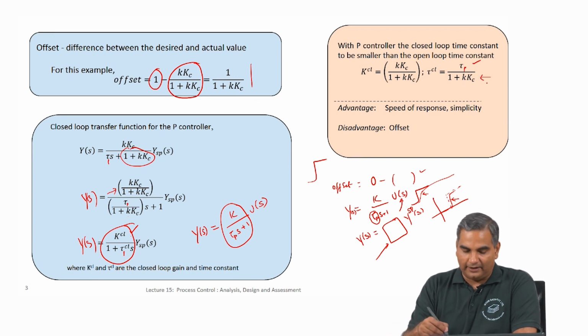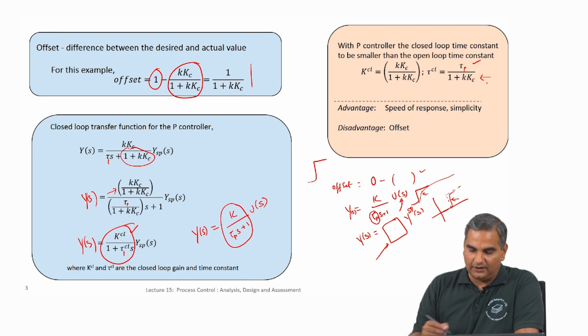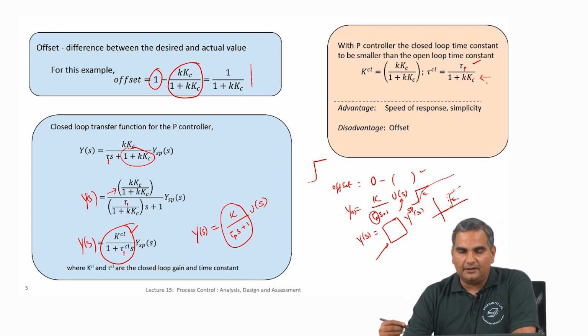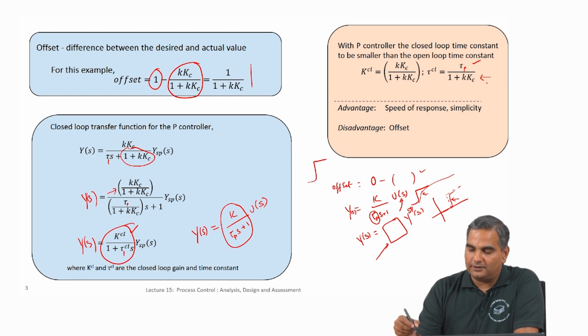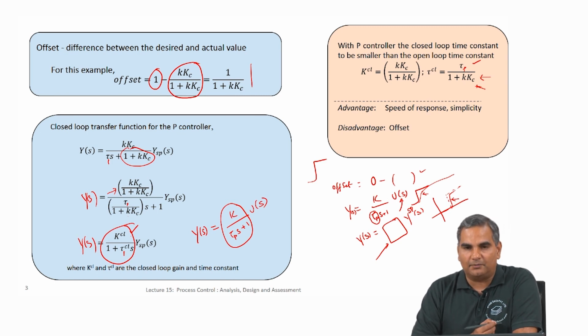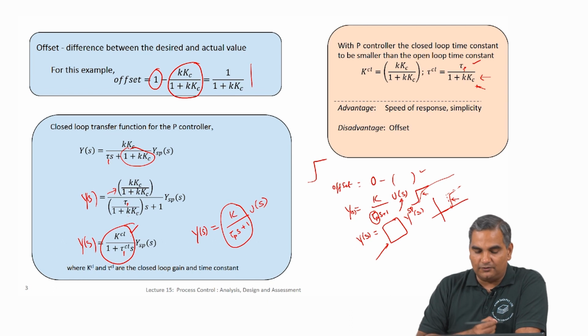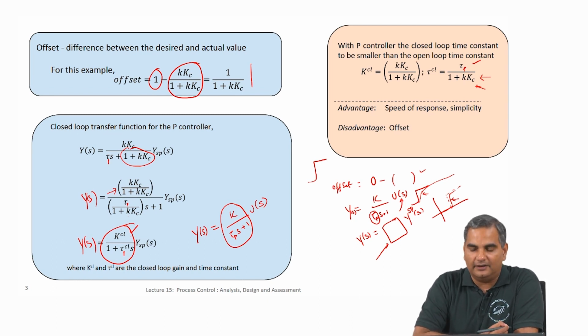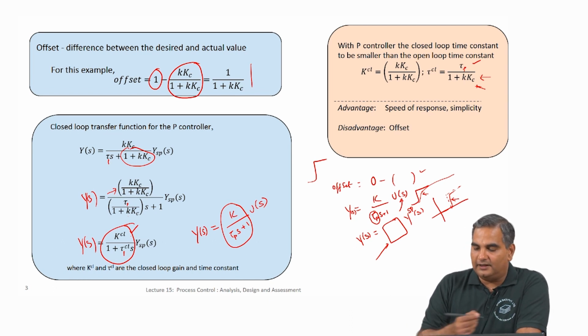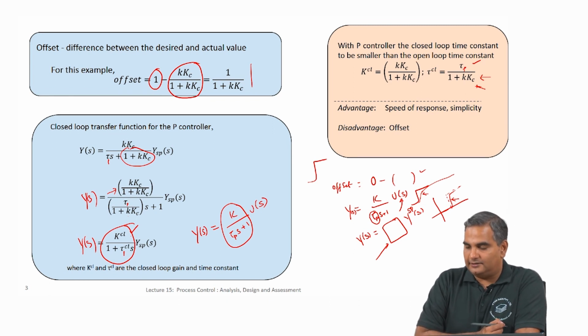Now let us go back and think about the discussion we had. We said that we want the closed loop time constant to be much smaller than the open loop time constant, which is what you see here. If you keep increasing kc more and more, then tau closed loop will be much less than tau process, right. So the closed loop time constant is going to be much less than the open loop time constant, which is something that we desire, and we see that the controller is basically able to get us that.